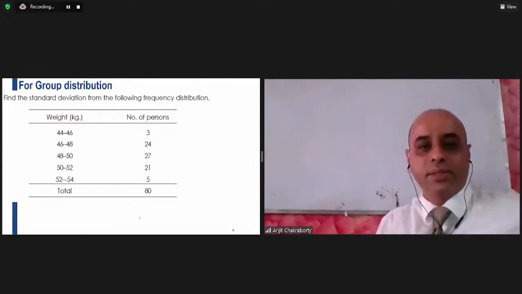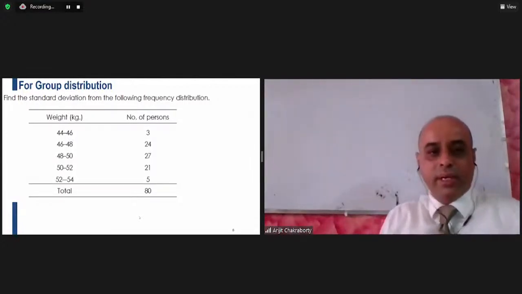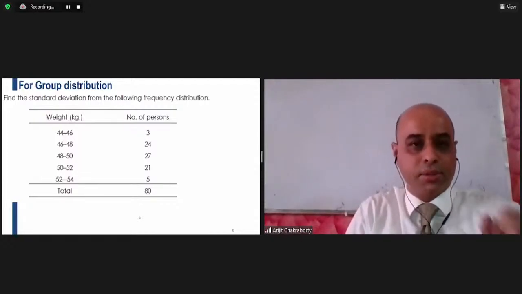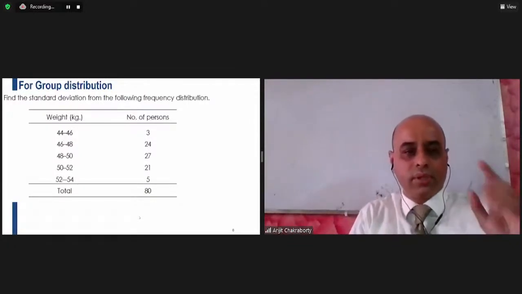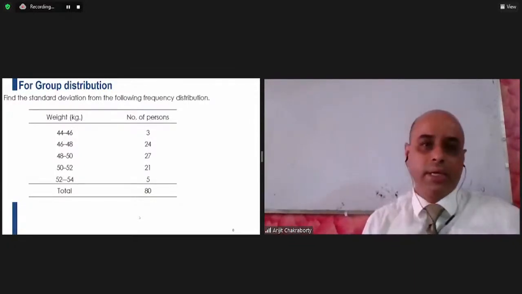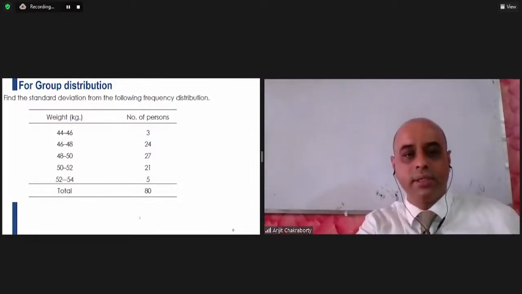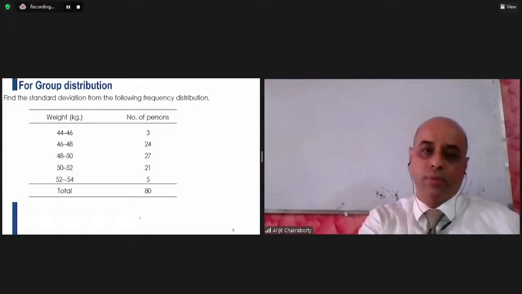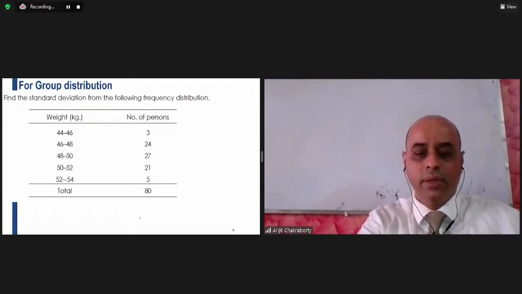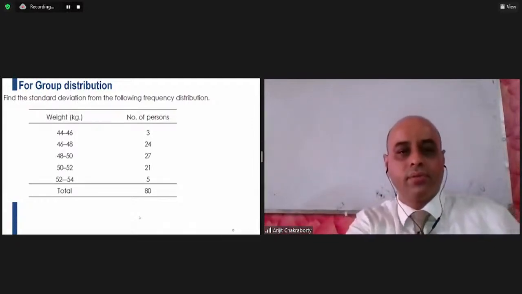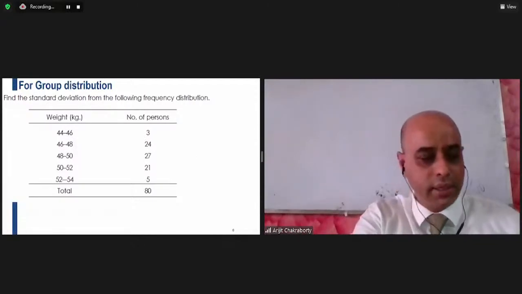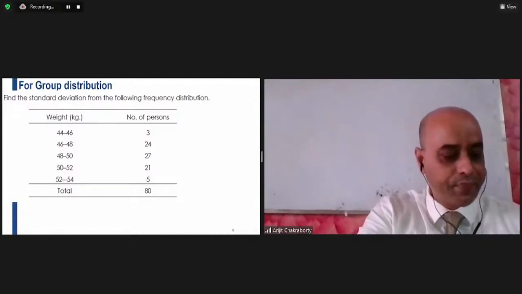So standard deviation is given. Typically what we get is a continuous distribution. You can see the distribution is absolutely continuous. So 44 to 46, 46 to 48. It's not discrete, it's continuous. So the class boundaries are given. So we will try to find the midpoint of each class, and then we will proceed as per our original technique which we follow.